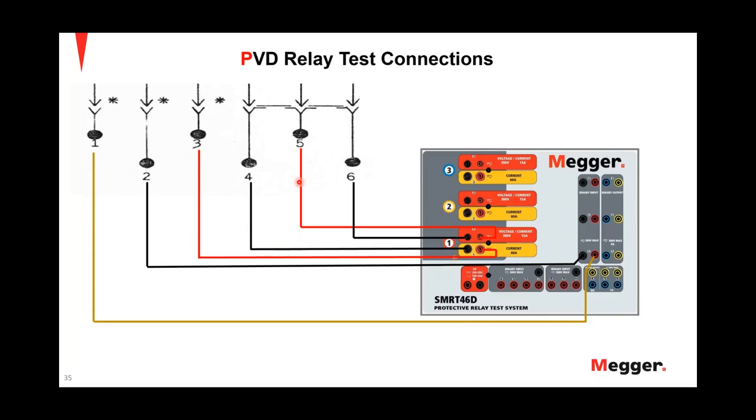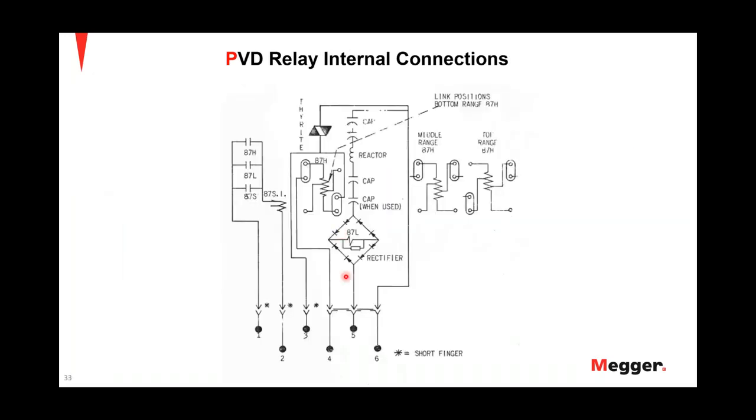Before we talk about this test connection, let's go back for a second to the internal connections. To validate this 87L, we need to be connected between 5 and 6, right? So we make sure that we see that here. Between 5 and 6 for 87L, and for 87H, it's between 3 and 4.